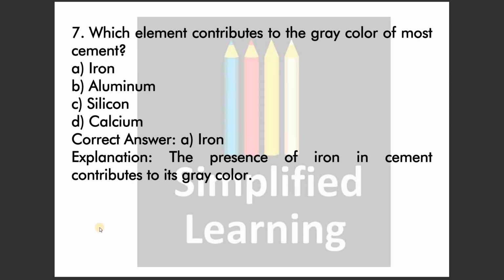Then question 7, which element contributes to the grey color of most cement? The significant grey color of cement is given out by iron. The presence of iron contributes the grey color to cement.